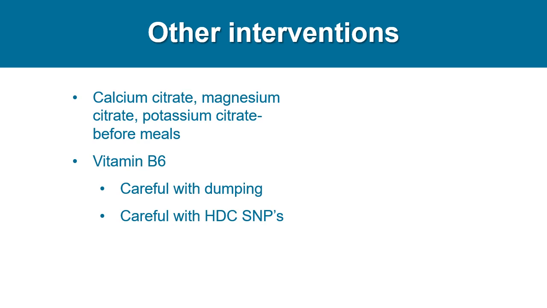Magnesium can also be used as a binder in much the same way as we would use calcium. So magnesium is almost as effective as calcium, so you can do a CalMag as well. And this can reduce oxalate absorption and increase urinary excretion.